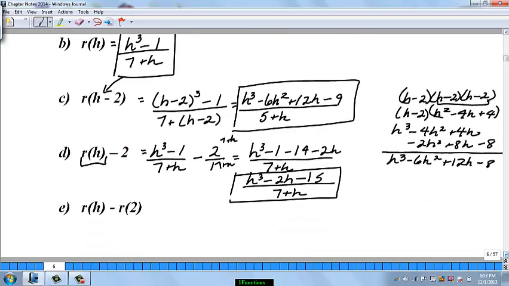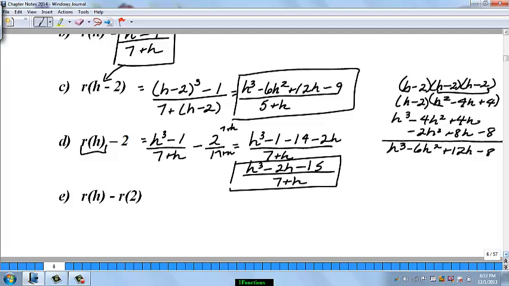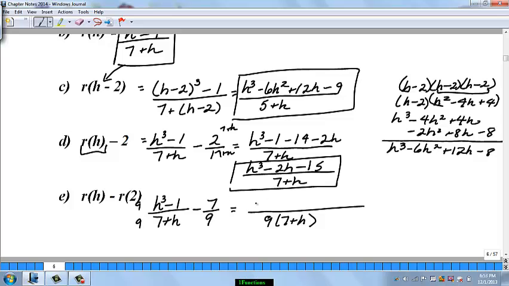So what we're going to do is say r of h, which we have here is h cubed, we've already done this, minus 1 all over 7 plus h, and we're going to subtract 7/9. And this is not wrong, but I want it in one single common denominator. So we're going to have a common denominator of 9 times 7 plus h. So here my smart 1 is going to be 9 over 9. So I have a 9h cubed minus 9.